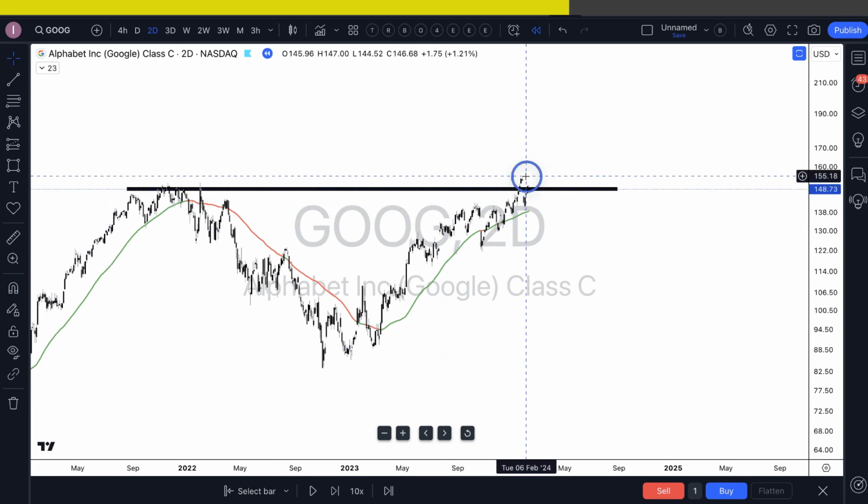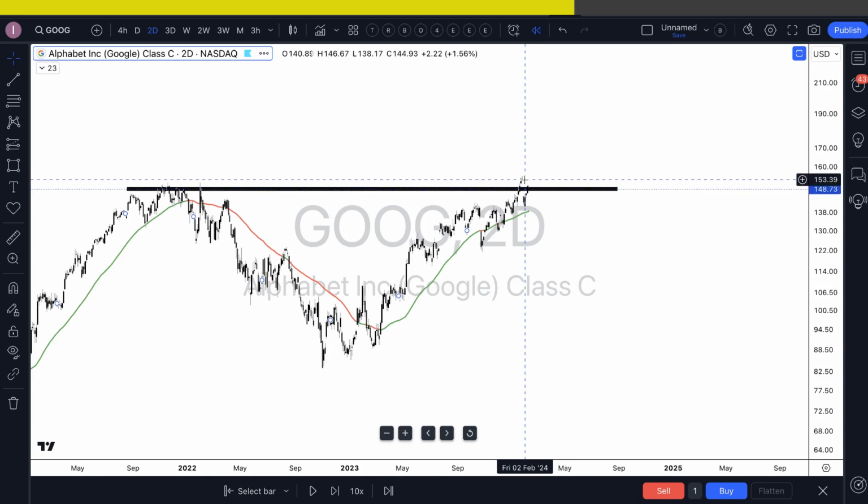See right here? Right there, price popped above it. Remember what I said, false breakouts are very common. And this again, we would actually start to buy in here. It would be a small buy, but we put that stop loss right below it.